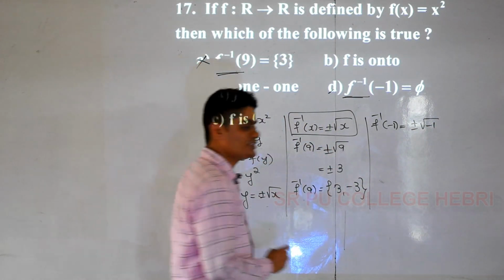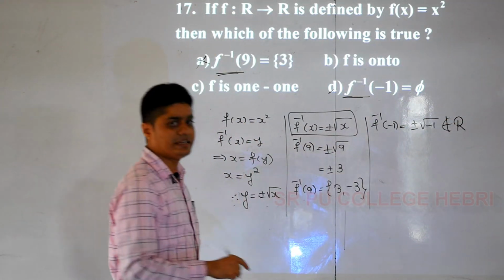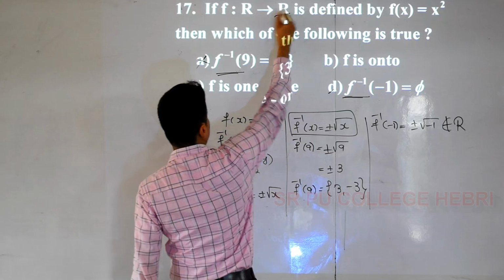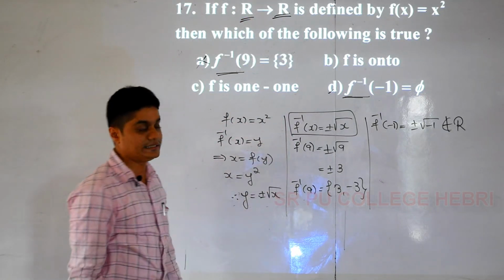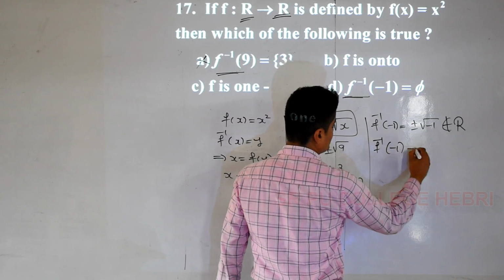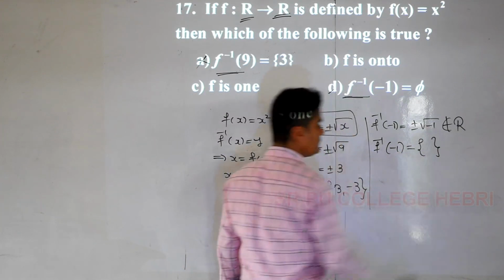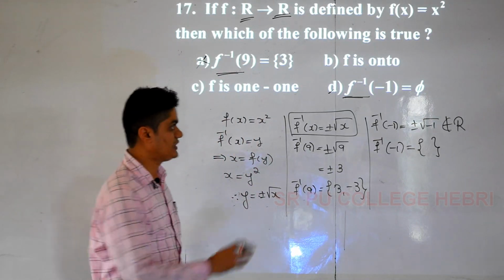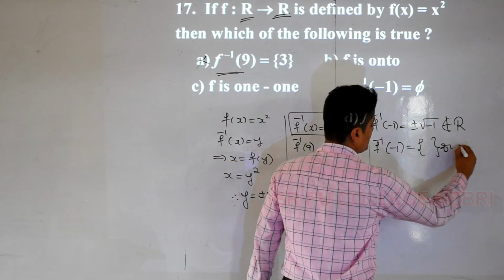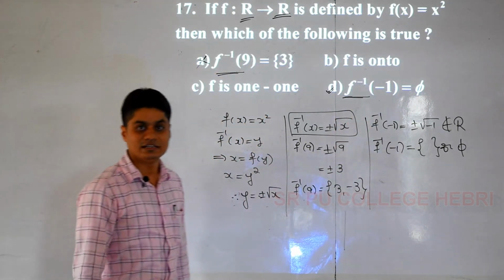Is square root of minus 1 a real number? No, this does not belong to R. Why should we take real numbers? See, this domain and codomain are both real numbers. So this implies that the inverse of minus 1 does not exist. So the empty set, either like this or like this. So the answer is option D.